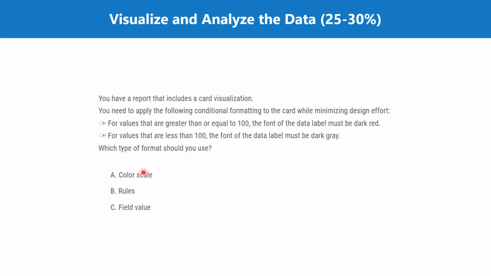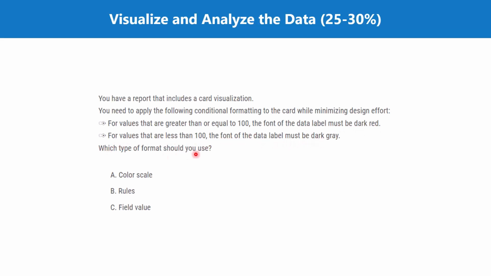Question 10. You have a report that includes a card visualization. You need to apply the following conditional formatting to the card while minimizing design effort. For values that are greater than or equal to 100, the font of the data label must be dark red. For values that are less than 100, the font of the data label must be dark gray.